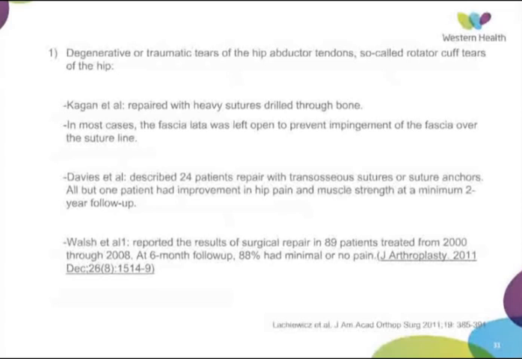Davis as well, they had 24 patients. They repaired with transosseous sutures and anchors.